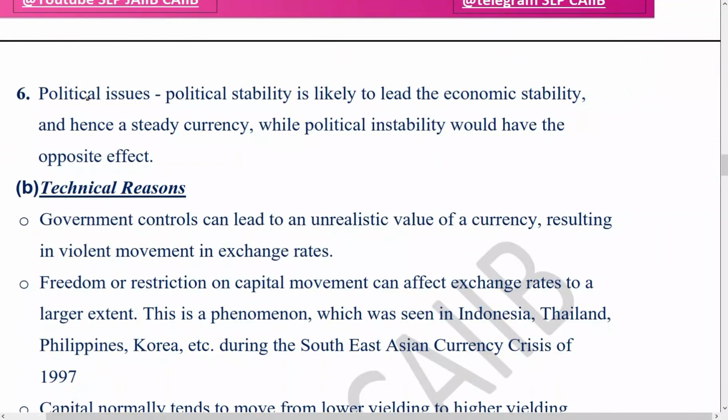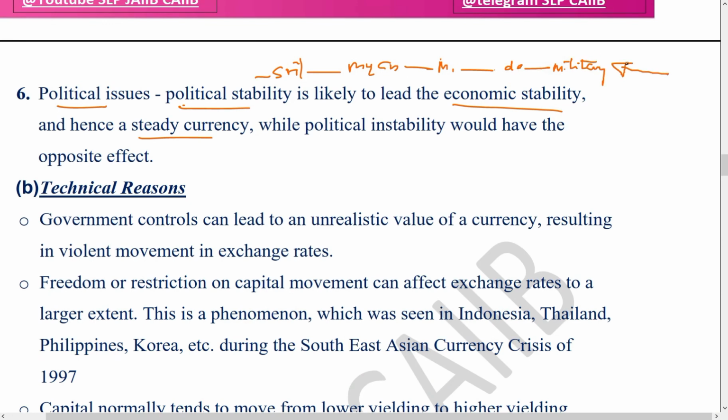Next, political issues. If the country has political stability, it will have economic stability also, and that will lead to a stable, steady currency. But if political stability is not available, the economy will not be stable, and the currency won't be stable. You see in Sri Lanka, you see in Myanmar. For 5 years in Myanmar they are ruling as a military rule, then again they go to democracy, again they go to military rule. If you are continuously changing like that, investors will not have any confidence in this currency. The currency will be fluctuating, and the economy will not be stable.